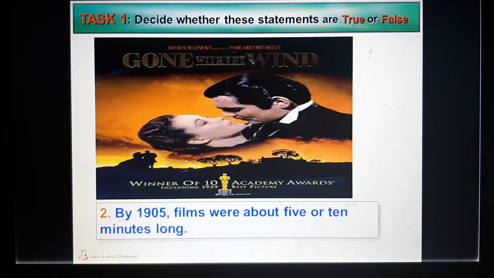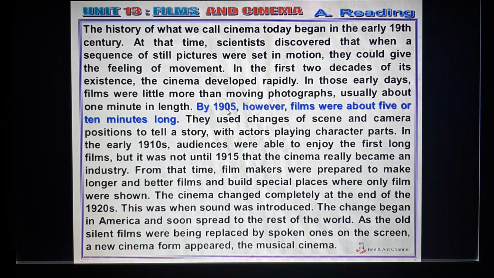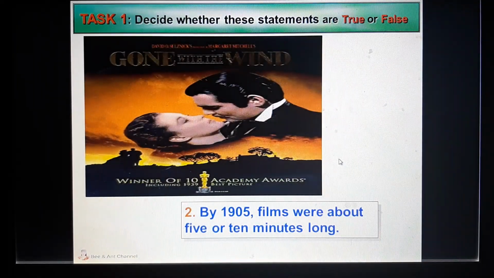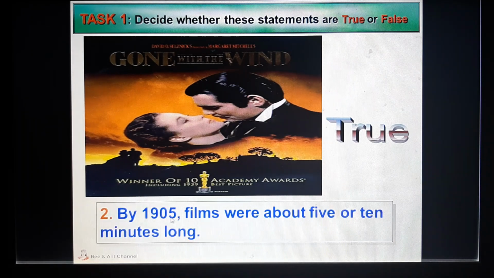Number 2. By 1905, film was about 5 or 10 minutes long. Look at the clue. By 1905, however, films were about 5 or 10 minutes long. So number 2, true or false? True.